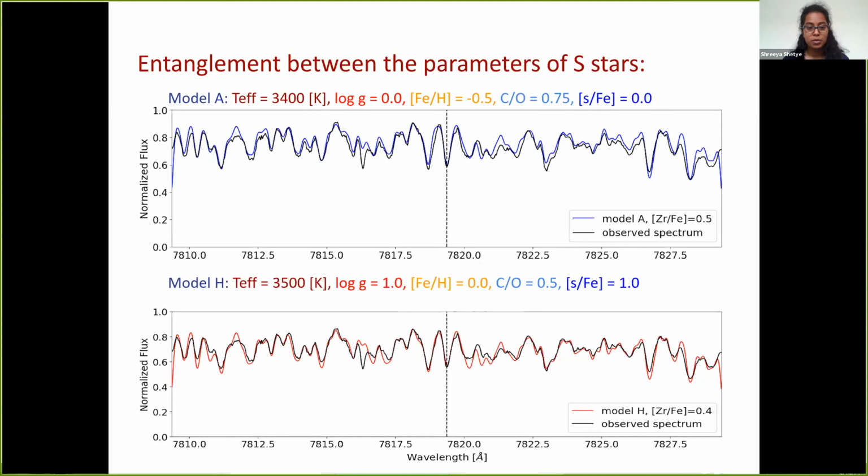To describe model A and model H a bit: the difference between these two models is that they have a completely different set of parameters, as you can see here. These models were synthesized using Turbospectrum. Thank you very much. I checked the paper. Yeah, thank you.